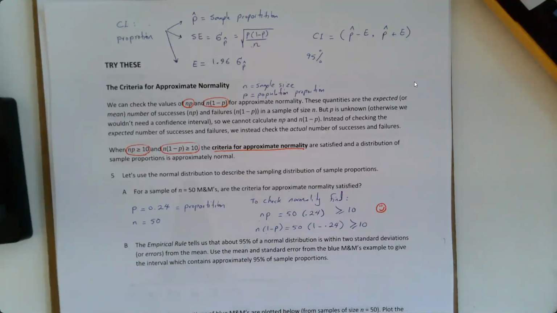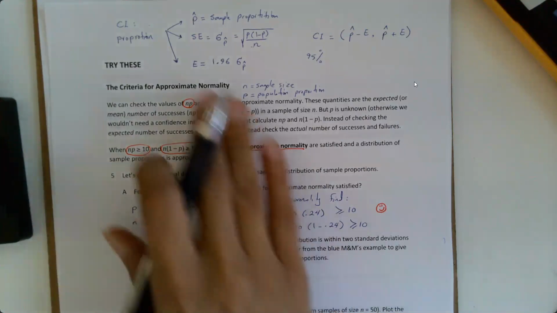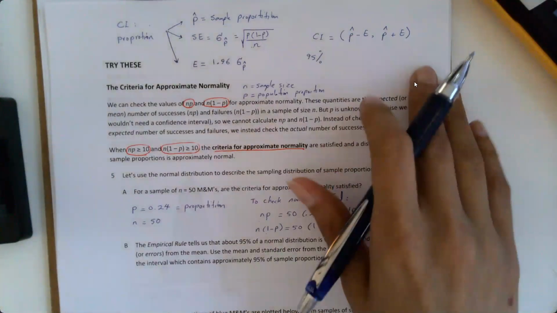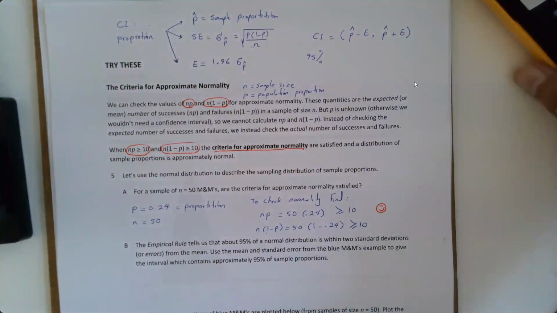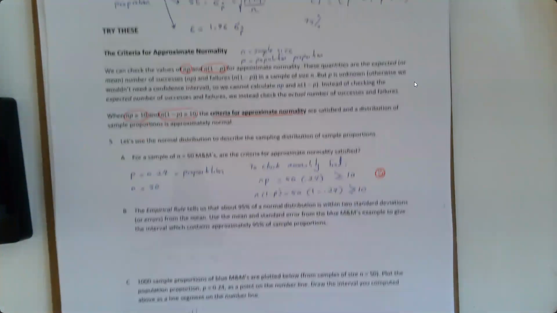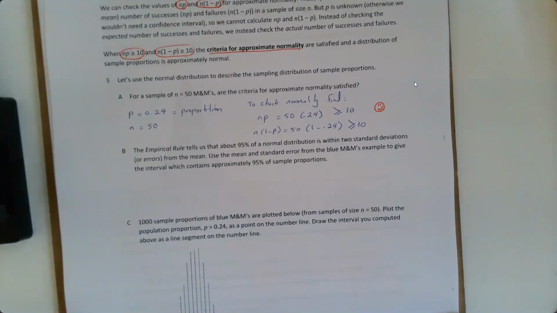Well, now the normality is met. It means that I'm allowed to use these formulas to form the confidence interval. Let's take a look at part B and part C.